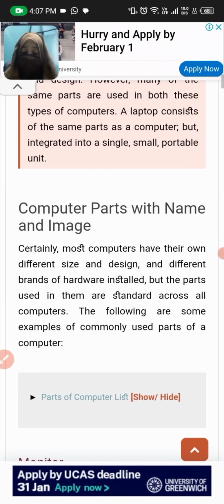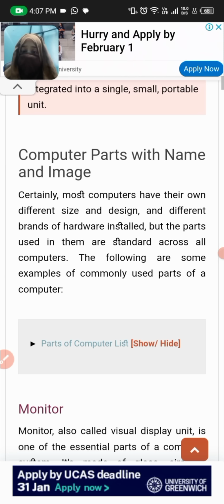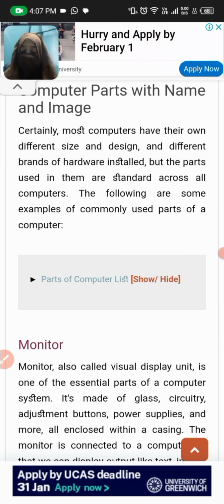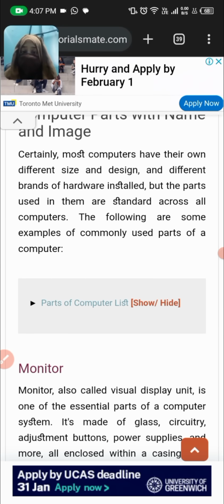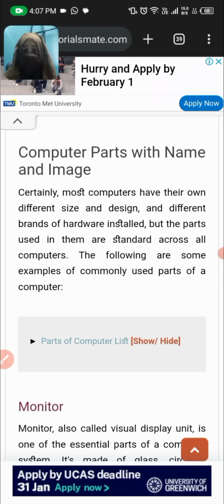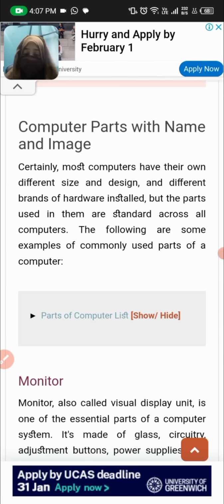The next point, computer parts with name and image. Now, here is a brief description of every part which we can call computer hardware parts. Certainly, most computers have their own different size and design and different brands of hardware installed, but the parts used in them are standard across all computers. The following are some examples of commonly used parts of a computer.